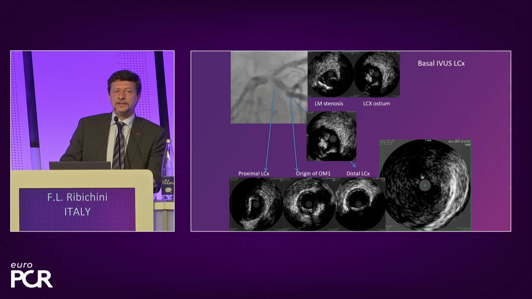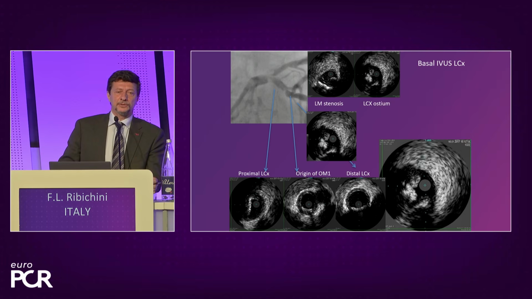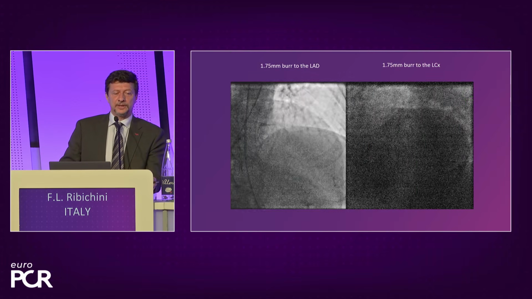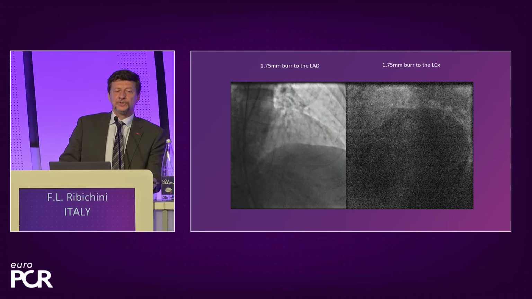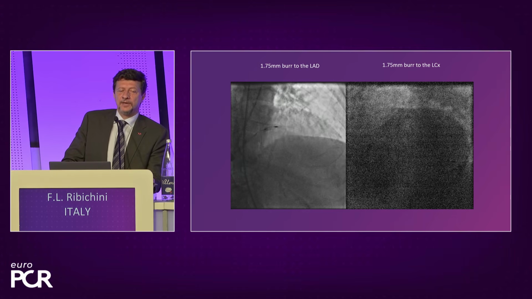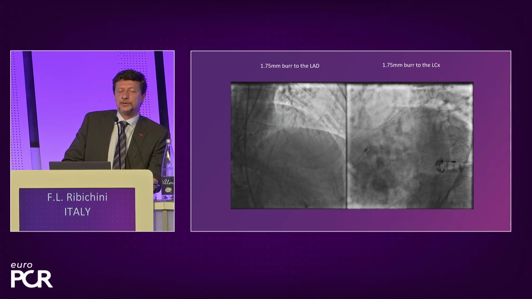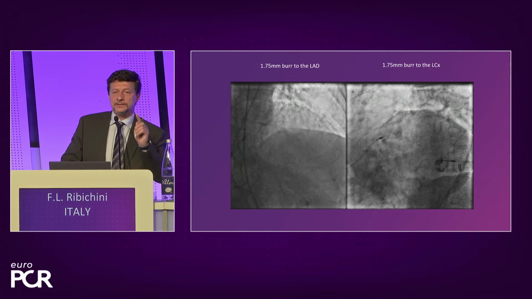So in my mind, this is already, although I am a 90% provisional operator, this is one of the cases in which I start thinking of putting 2 stents. So step by step from 1.5 before up to 1.75, doing the rotational atherectomy, first on the LAD, then on the circumflex, one at a time.